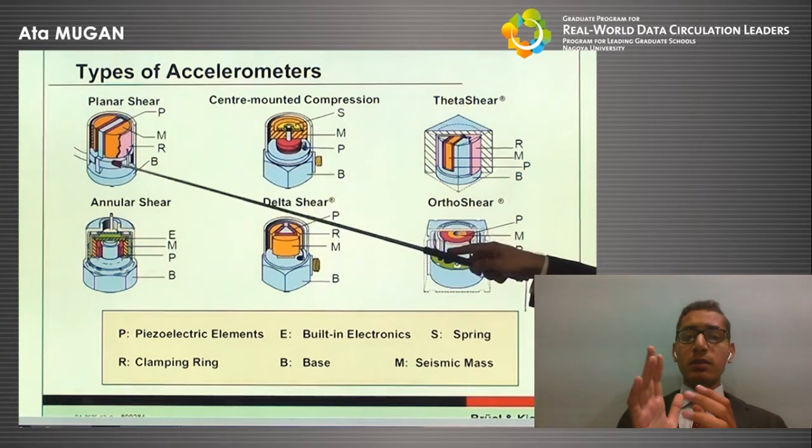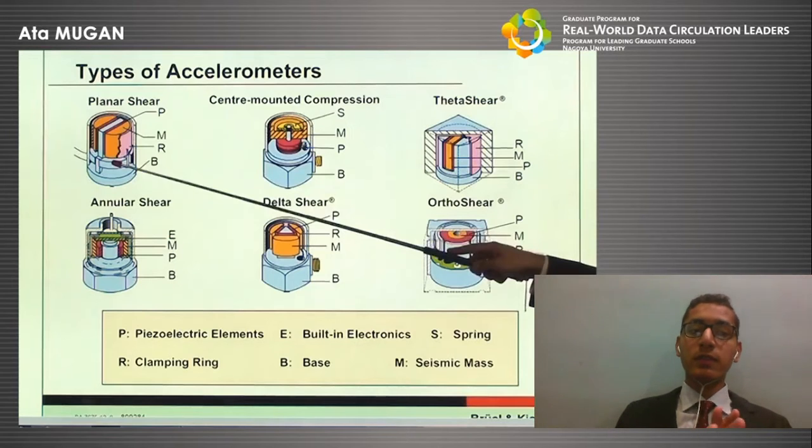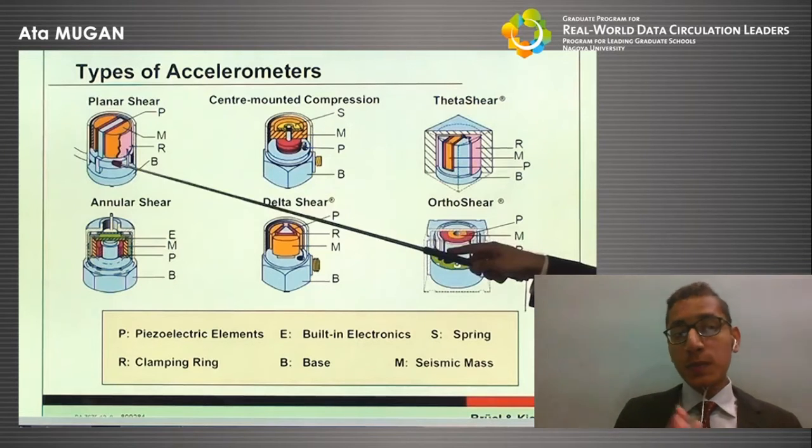Now we have six different types of accelerometers. There's planar shear, there's center-mounted compression, there's theta shear, there's annular shear, there's delta shear, and then we have ortho shear. P denotes piezoelectric elements, R denotes clamping ring, E denotes built-in electronics, S denotes spring, B is base, and M is seismic mass.